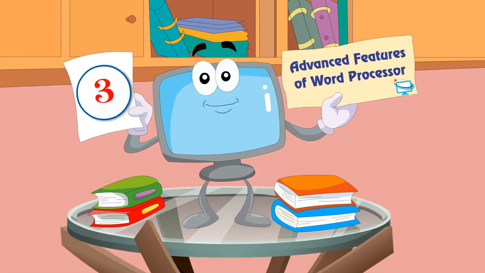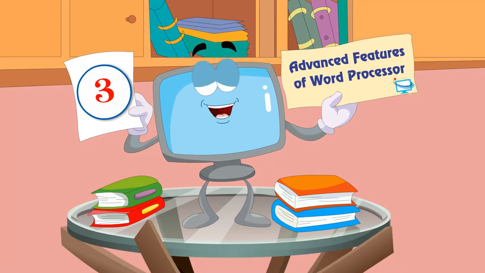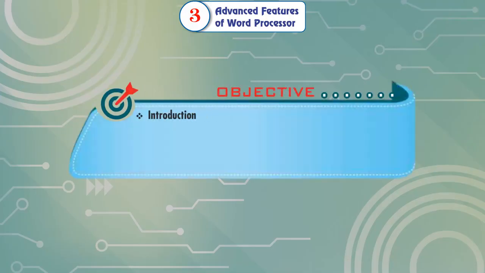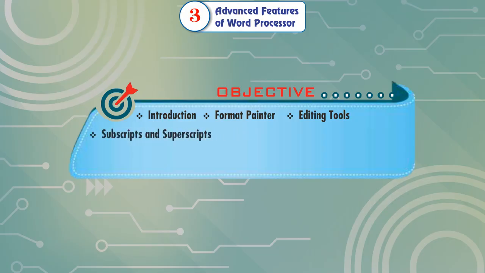Chapter 3. Advanced Features of Word Processor. Objective. Introduction. Format Painter. Editing Tools. Subscripts and superscripts. Text effects.